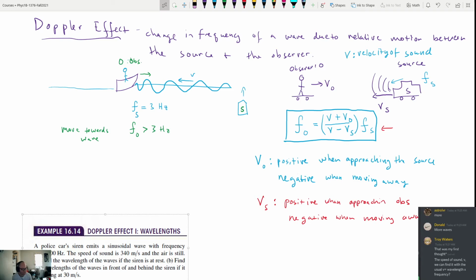The speed of sound, yeah, v equals lambda f still applies to that, Troy. That's right. Where else is the Doppler effect used? It's also used in astronomy, very heavily used in astronomy, as a way to detect the speed of a galaxy relative to us. So when we look at distant galaxies, if the galaxy is moving away from us, its frequency is going to be shifted downwards.